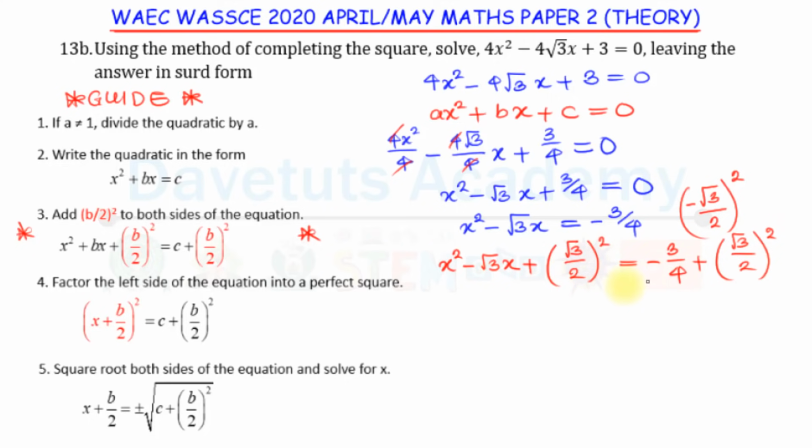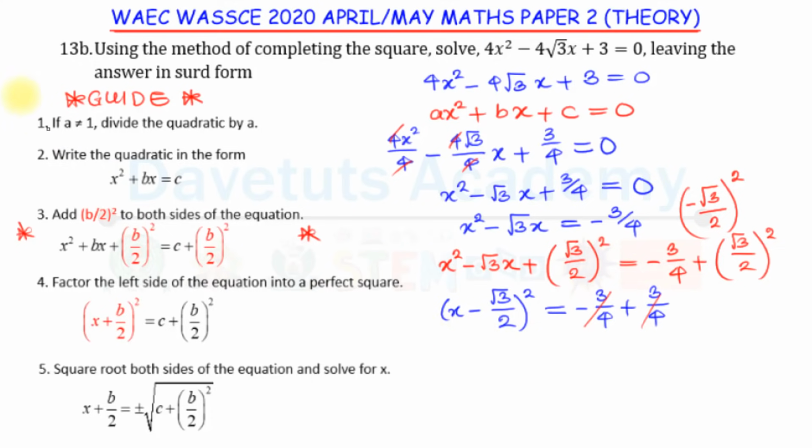At this stage, students need to be very careful, because what we now have on the left hand side is the same as x minus root 3 over 2 raised to power 2. I'm going to show that in a minute. This is equal to minus 3 over 4 plus, now root 3 raised to power 2 is 3, and 2 raised to power 2 is 4. Interestingly, on the right hand side, minus 3 over 4 plus 3 over 4 amounts to 0, but I want to show you this because it is originally what you have, and I know this is where students generally make mistakes.